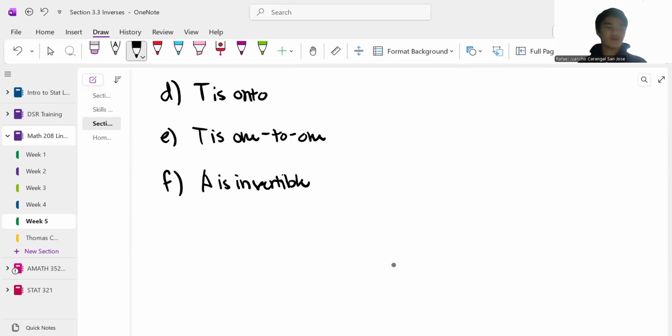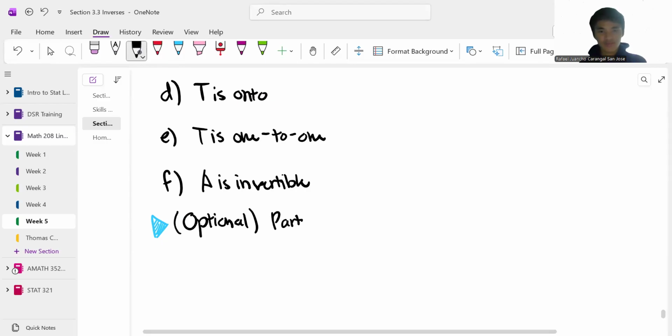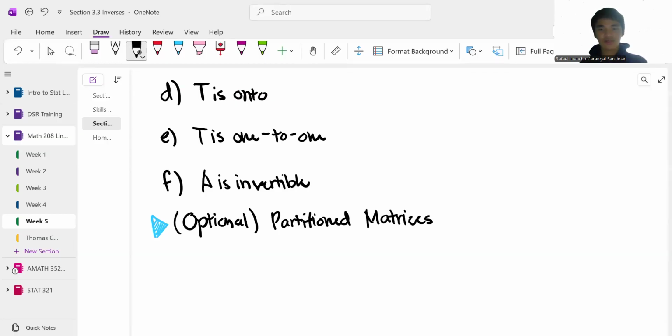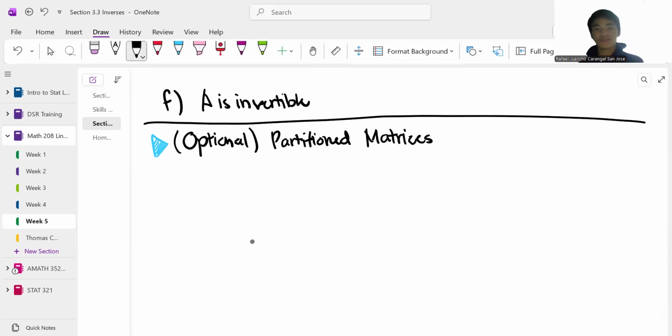Okay, I'm going to stop the video here. The next thing I'm going to talk about is optional material. But I'm going to talk about it anyway because it's not optional in my course. It's optional according to the textbook. This is partition matrices. So it's still connected to inverses. But I'm going to talk about it in the next video. So I'll see you guys there.